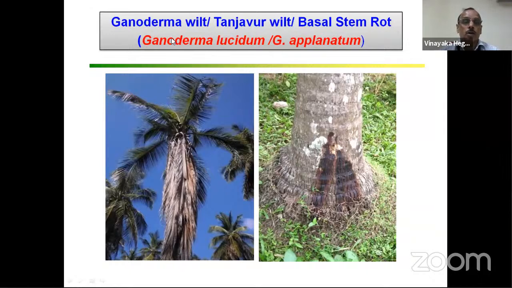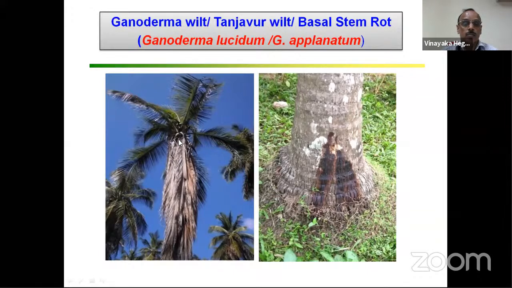It is caused by Ganoderma lucidum and Ganoderma aplanatum. Two species have been reported, and mainly we are seeing Ganoderma lucidum. This is a soil borne fungus. When it infects the root, it will not enter completely up into the top, but it damages the root. It feeds on the root, and rotting of the root will be there. That is why there will be obstruction in the nutrient and water uptake by the palms.